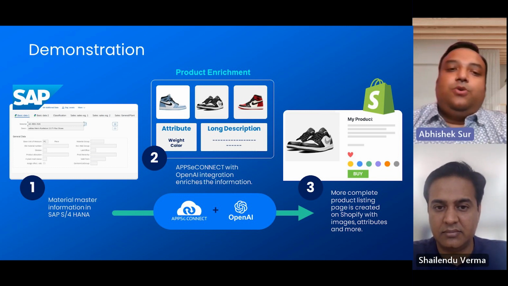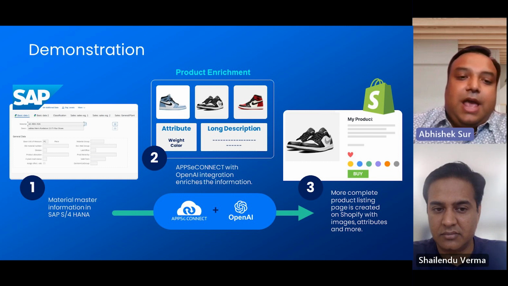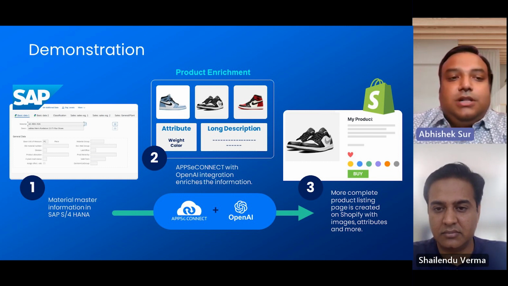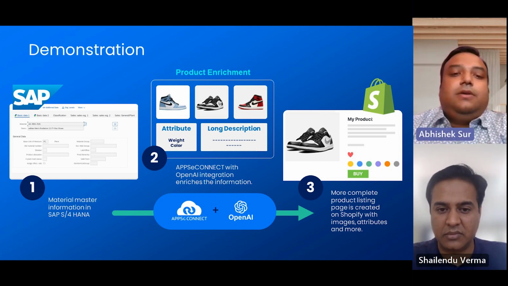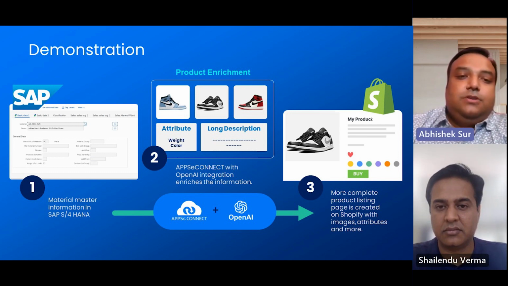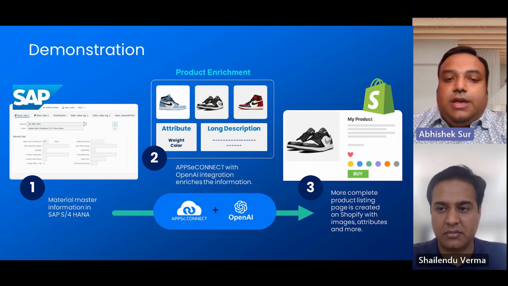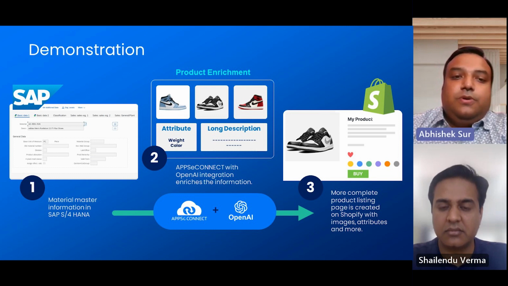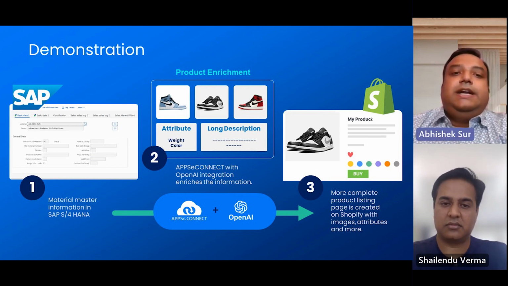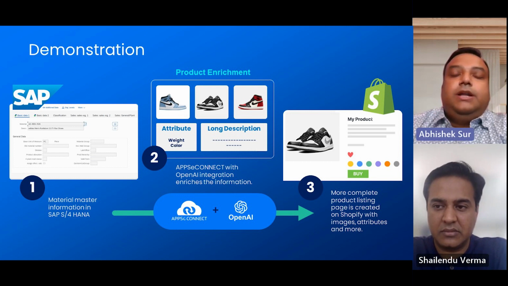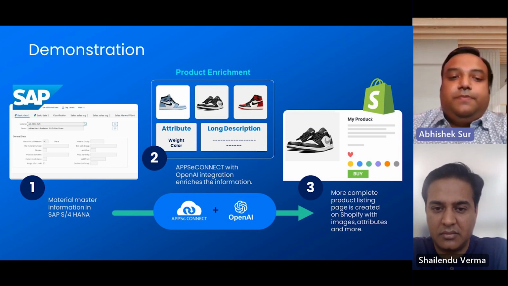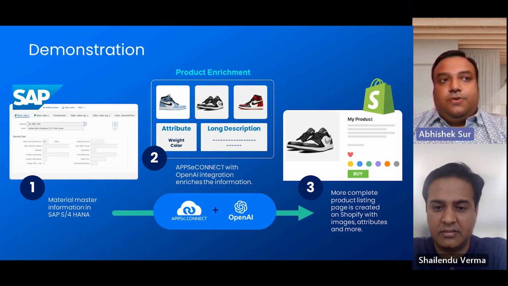Here, what we are going to use in this demonstration is our Appsy Connect, of course, and we will use the Shopify API. We will use the S/4HANA iDocs, and also we will incorporate the OpenAI services, where we are using two services. One is the chat completion, and another is the image generation service to enrich this data and put it into the product listing site of Shopify. So let's move into the demo.